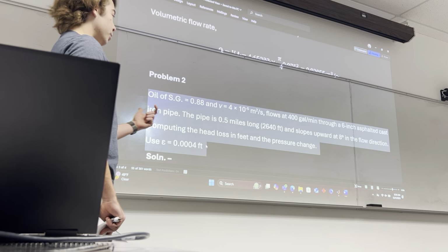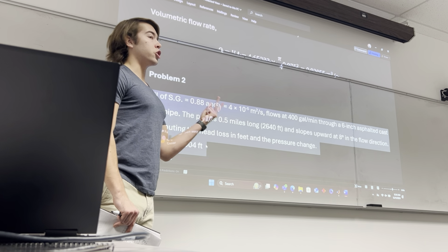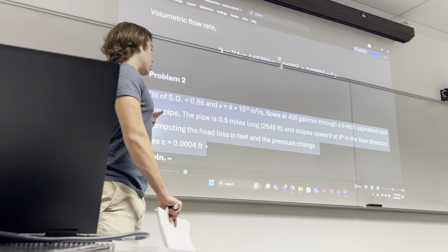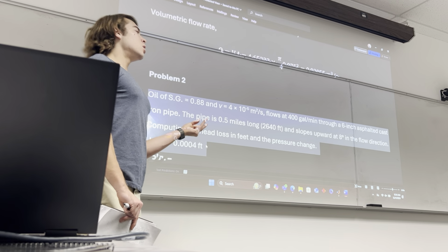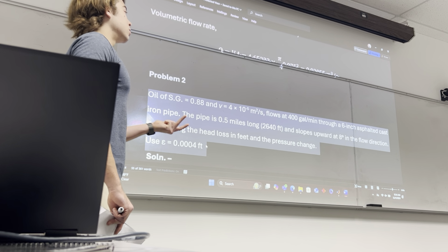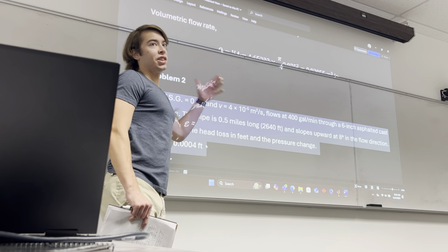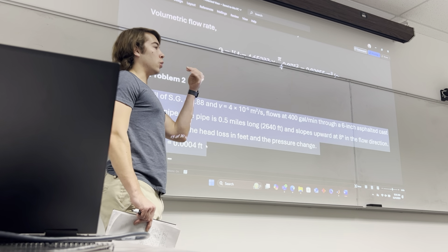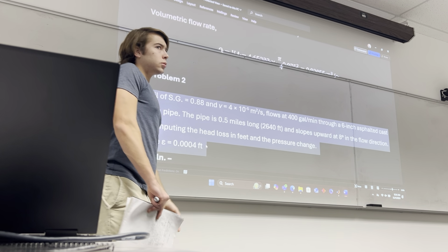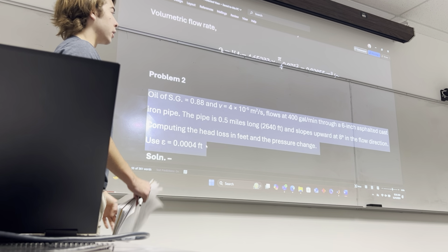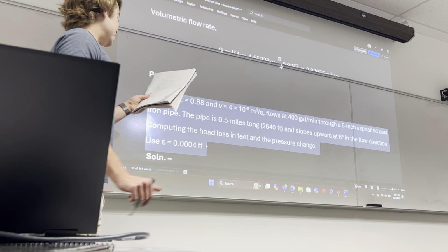Anyway, we're going to be computing the head loss in feet and the pressure change. For this one, it doesn't say it, but we're going to be ignoring any minor losses. It's implying there are no bends or anything like that, so there's no real minor losses to account for anyway. So again, let's write down what we know.